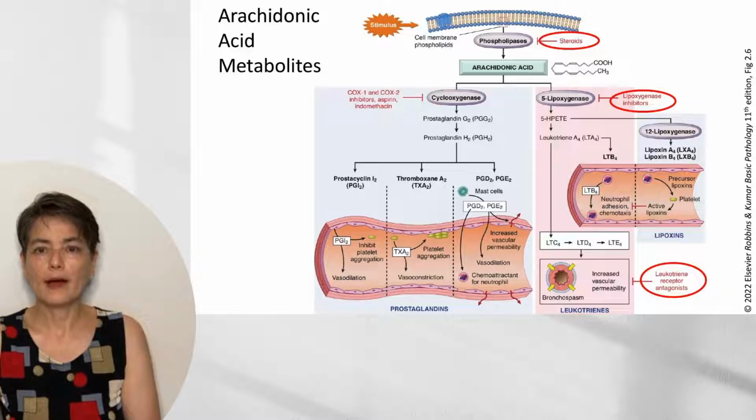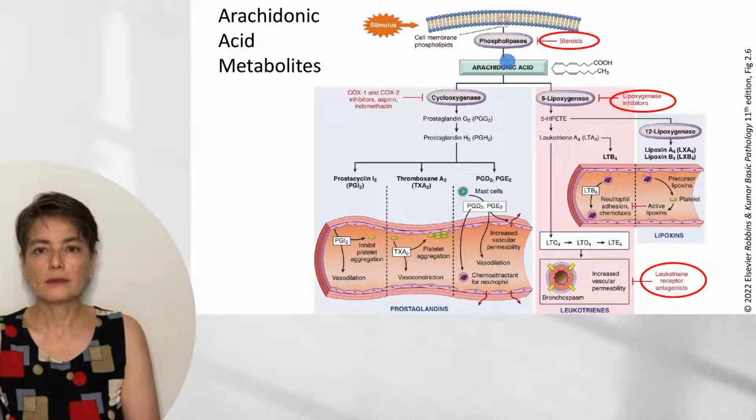So here we have our cell membrane, and we have some sort of stimulus which is going to drive us towards inflammation. The first step that's going to happen is that phospholipase is going to cleave the cell membrane phospholipids to elaborate this product, arachidonic acid. So all of these that we have down here are referred to as arachidonic acid metabolites.